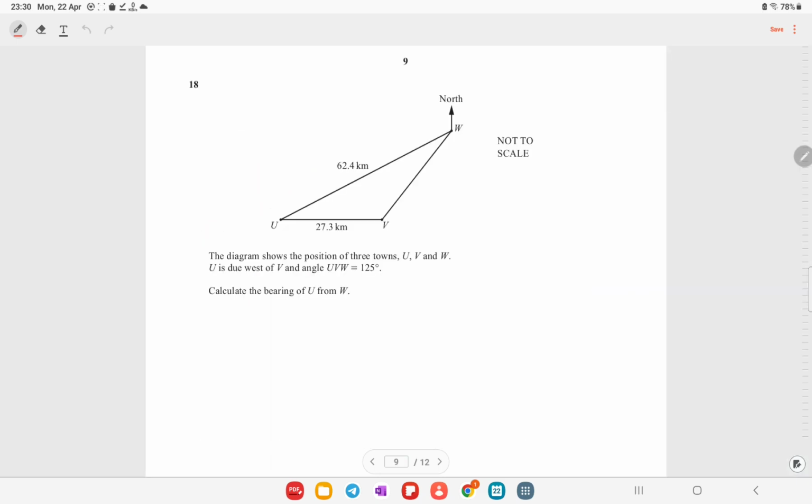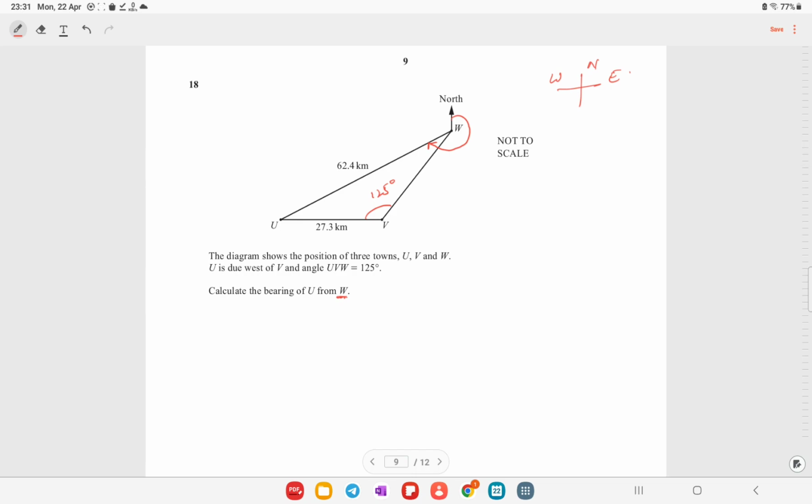27x^9. Okay, the diagram shows the position of three towns U, V, W. U is due west of V, and angle UVW is 125 degrees, which is already given. Calculate the bearing of U from W. So always remember the last point, you have to start from there. So you need to find out this angle basically, from this till this. How are we going to find out this angle?